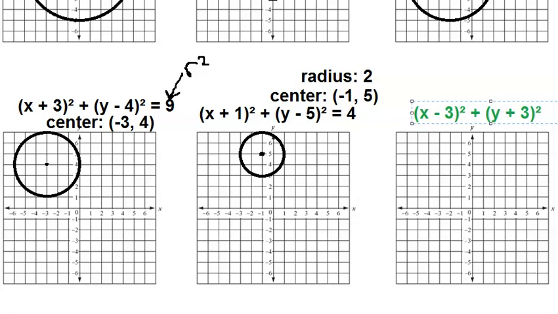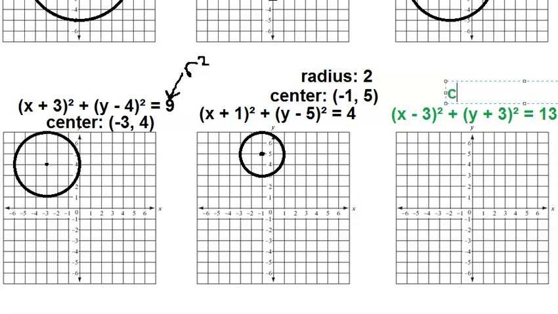So this last example, I like this. This is going to be a little bit mean. See how you handle it. 13. All right, there you go. Now, we pretty much remember our shortcut here. We know that the center is going to be at 3, negative 3. The radius is whatever number squared would give me 13.